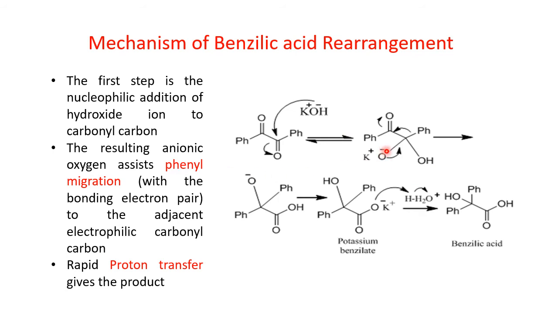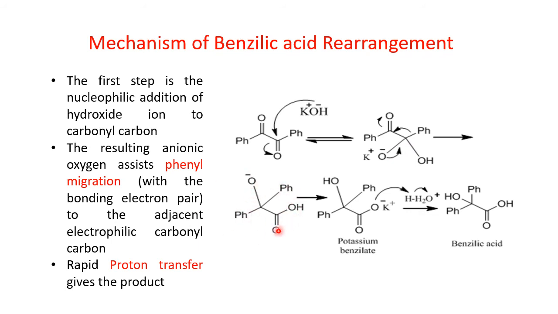Then this species is having oxygen which is anionic. So the resulting anionic oxygen assists phenyl migration with the bonding electron pair. Now what happens? The electrons of this pi bond shift here and there is migration of this phenyl group along with its bonding electron pair to this electrophilic carbon. And the electrons of this minus charge go here. So you get a double bond here. So you get this species.